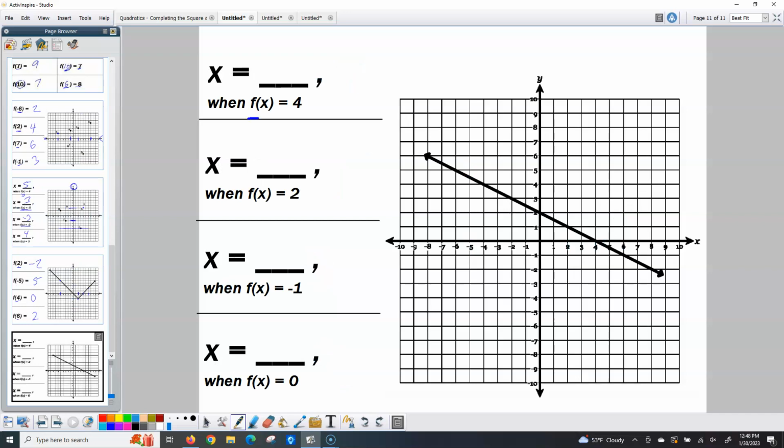And working backwards, when y equals 4 right there, that'd be that point. That would be negative 4. And when we're looking for an x, when y equals 2, that would be 0. When y equals negative 1, that would be 6. And when y equals 0, that would be 4.